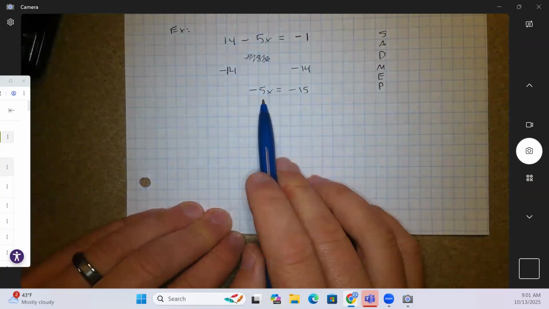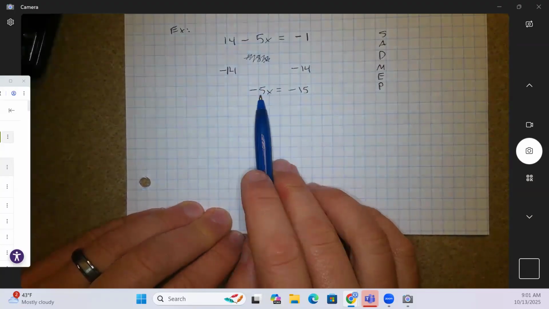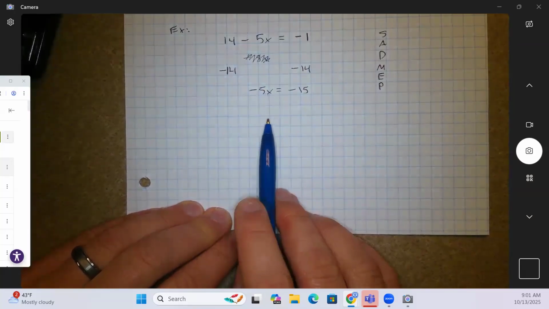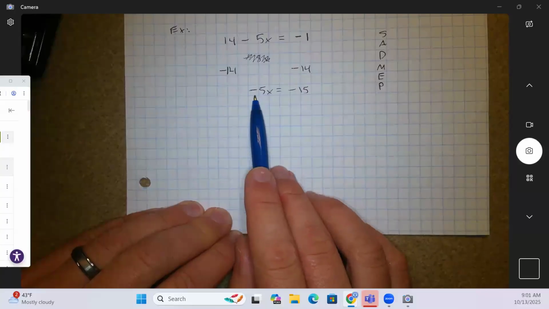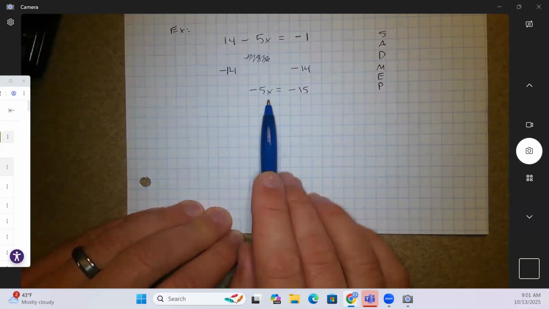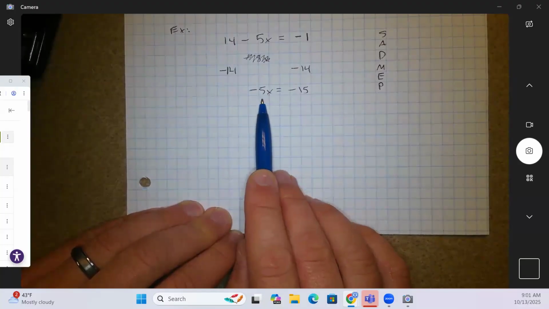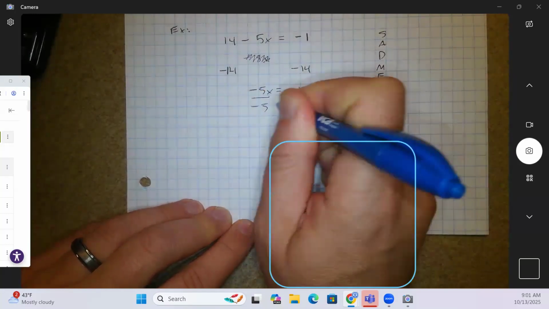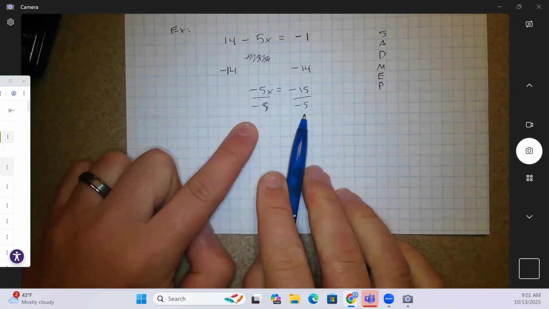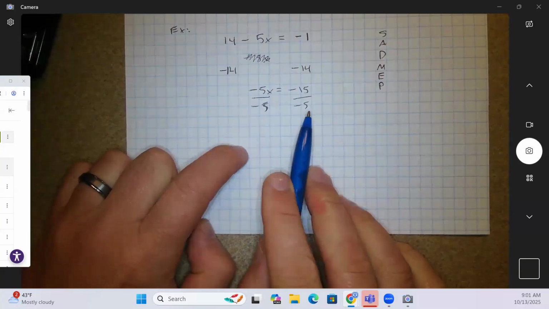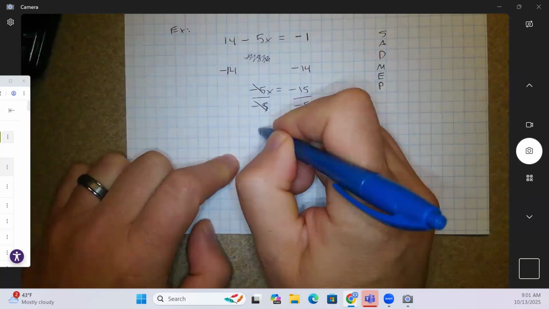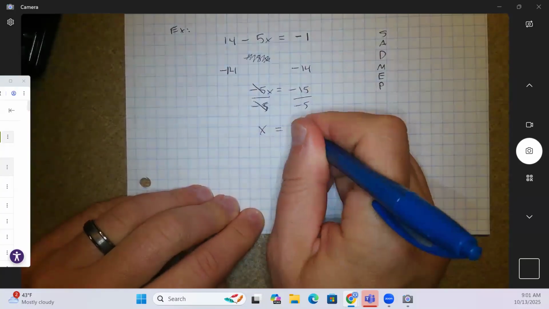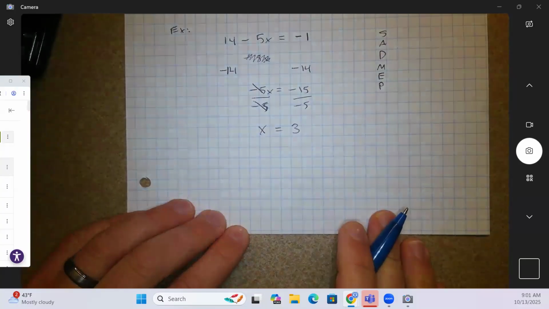And now I have a multiplication. Even though there's a minus sign, what it's telling me is I'm multiplying x times -5. So again, I can't just get rid of that -5 by adding a positive 5 to it because there's a multiplication here. How do I get rid of multiplication? Division. So now I'll divide by -5 on both sides. -5 divided by -5 gives me the x, and -15 divided by -5, it should be a positive, so it should give me +3.